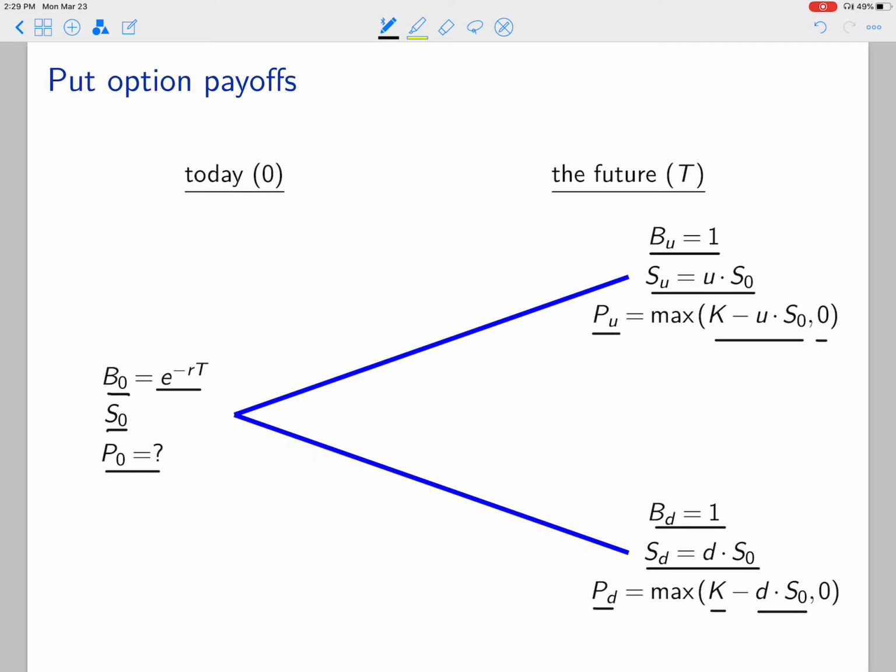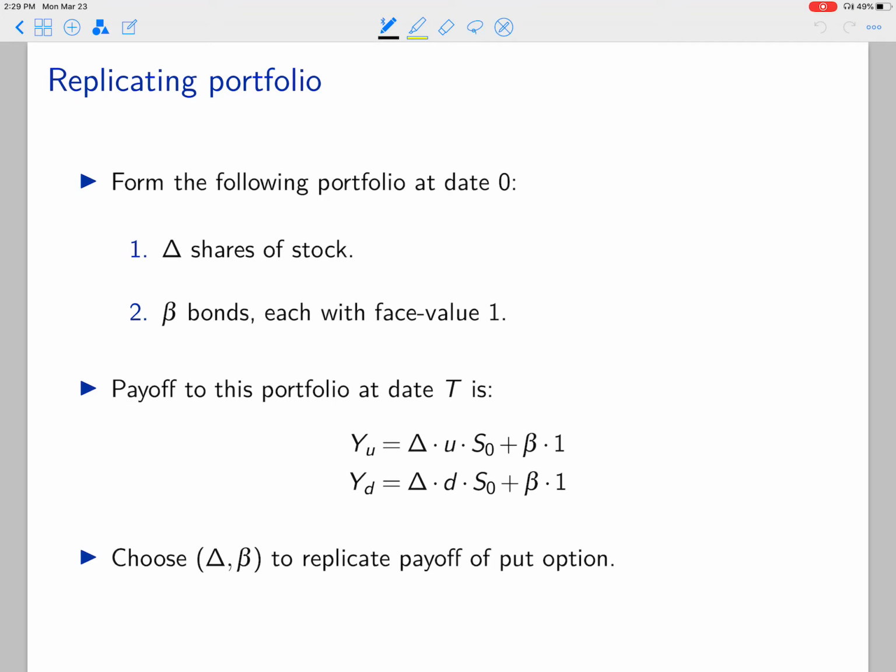To solve for the option price, P sub 0, which is what we want, we're going to use pricing by replication again. Recall that pricing by replication proceeds in two steps. First, we find a portfolio whose payoff at date T replicates the put option. So we want a portfolio Y sub T whose payoff equals the put option. Okay, and then the law of one price is going to tell us that if these two payoffs are the same at date T, then their prices must be equal at date 0.